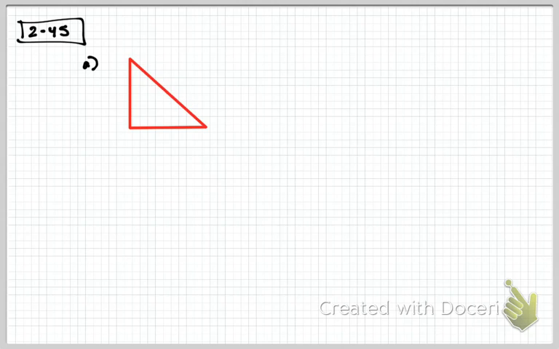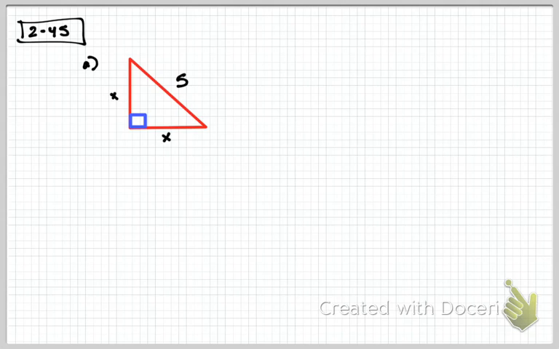Let's look at 245. 245. Solve these special right triangles. All right, let's go ahead and draw this in. X, and 5. Okay, now we haven't really dealt too much with this yet. You learned it in geometry, but I know it's been a while.